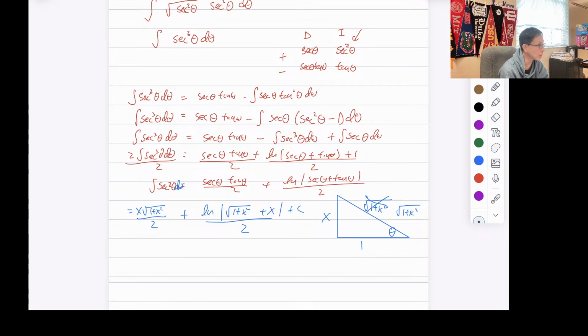x squared plus 1 or 1 plus x squared? Could you have made a triangle where x is on the bottom? No, because you don't want a 1 over x. You want x over 1, just like you want a constant to be on the bottom. Can you technically do it? No, I think that would be a lot worse.